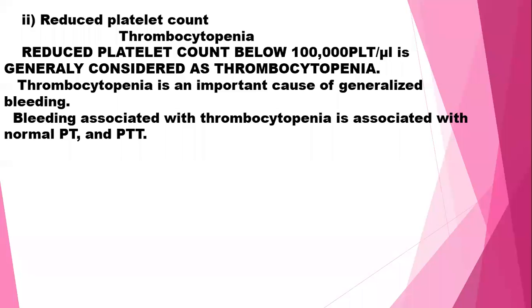Reduced platelet count or thrombocytopenia. Reduced platelet count below 1 lakh per microliter is generally considered as thrombocytopenia. Thrombocytopenia is an important cause of generalized bleeding. Bleeding associated with thrombocytopenia is associated with normal PT and PTT, prothrombin time and partial thromboplastin time.